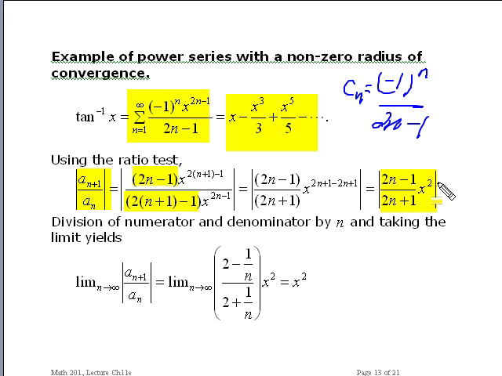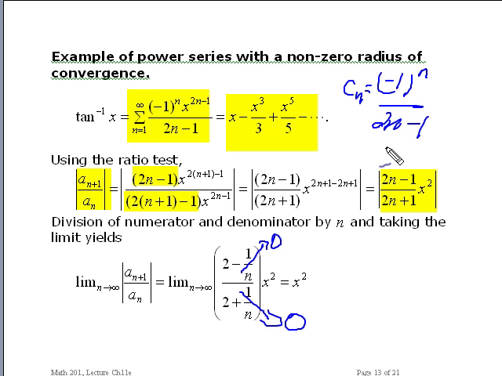Right, that's our ratio. Now we're going to take the limit as n goes to infinity. When we're taking that limit, we can divide numerator and denominator by n and end up with 2 minus 1 over n. Of course, as n goes to infinity, this goes to 0, and also in the denominator, the 1 over n term also goes to 0. So we're left with x squared. So the limit of the ratio test is x squared.